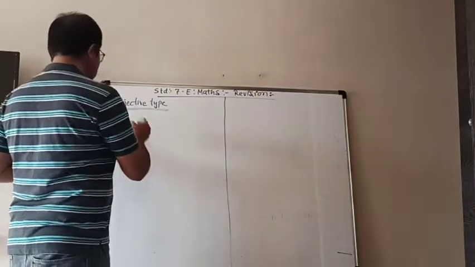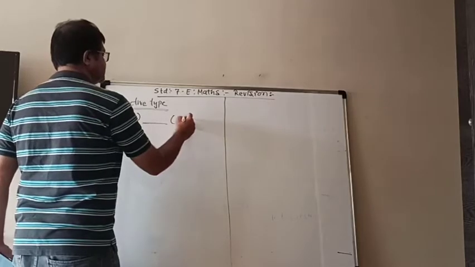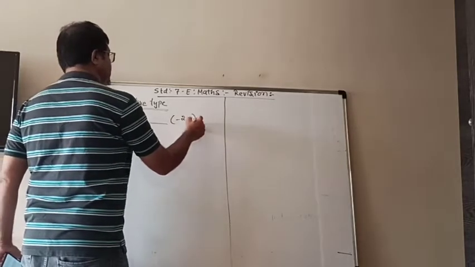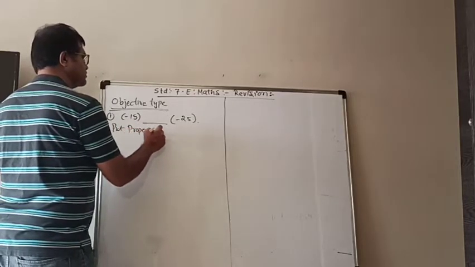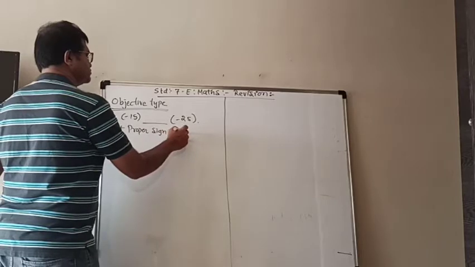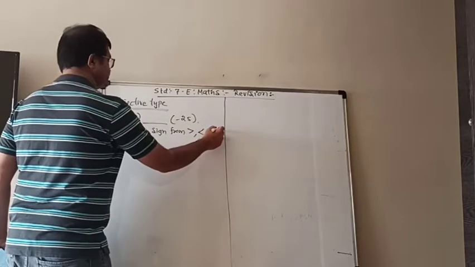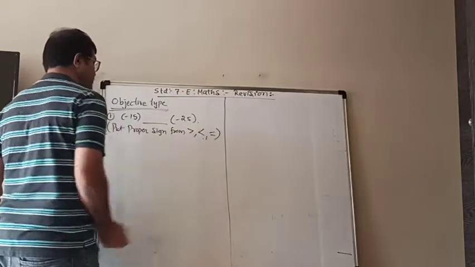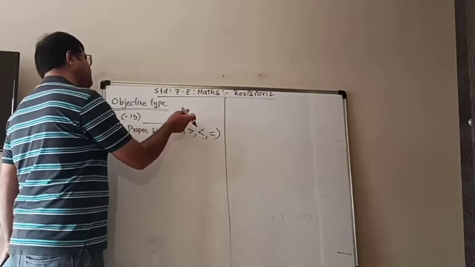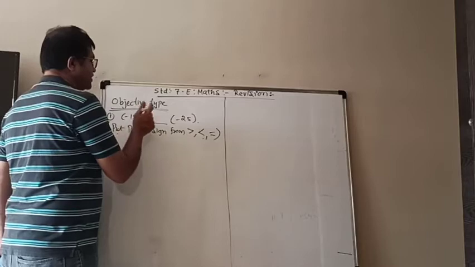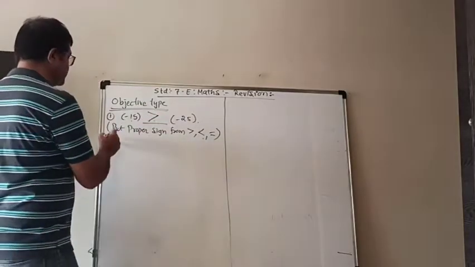First one: minus 15 blank minus 25. Put the proper sign from greater than, less than, or equal to. Now here in negative numbers we know that smaller is greater and greater is smaller. So minus 15 is greater than minus 25.